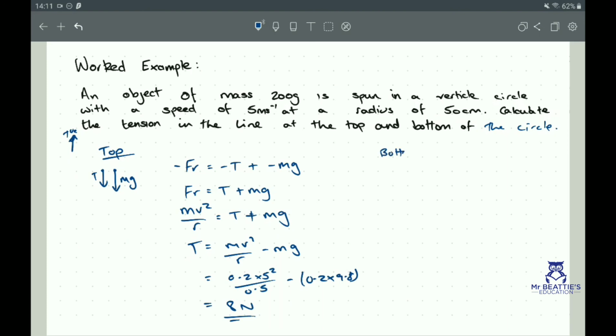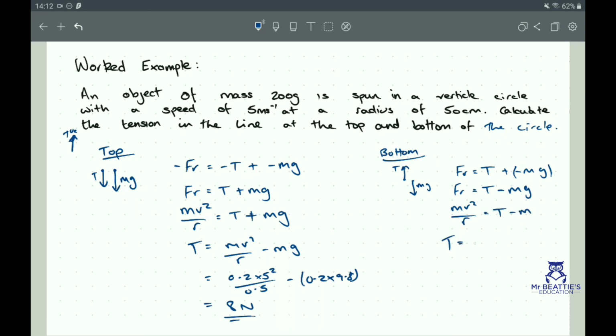And then if we deal with the bottom, keeping our sign convention, what we're dealing with now is we've got the tension acting up the way and the weight acting down the way. And so our resultant force, which is going to be acting up the way, is equal to tension plus minus mg. And so our resultant force is equal to T minus mg. Our resultant force is the centripetal force, so mv squared over r is equal to T minus mg.